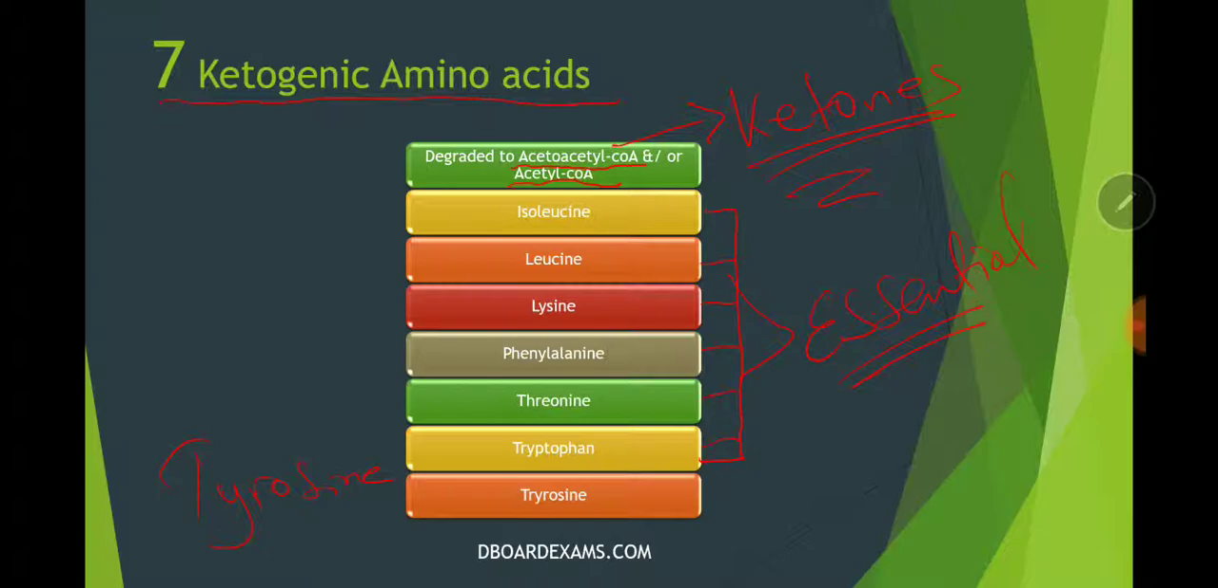Only one is non-essential, and that one is tyrosine. So tyrosine is not essential. We can make tyrosine. Make sure you remember the definition of ketogenic amino acids: amino acids which are degraded to form ketones. Some types of ketones are acetoacetate, acetyl-CoA or acetone, or acetate. All those are ketones.